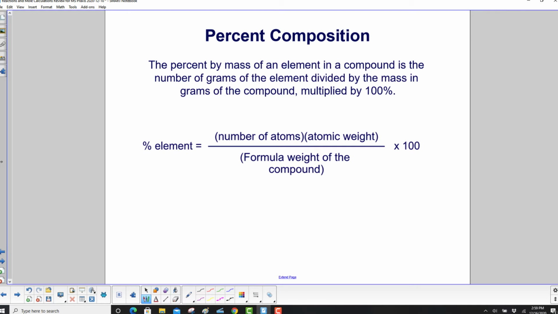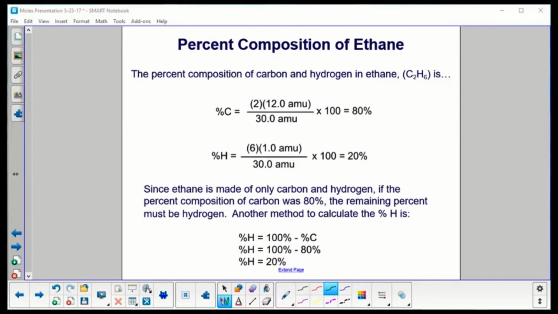Percent composition. The percent by mass of an element in a compound is the number of grams of the element divided by the mass in grams of the compound multiplied by 100%. So the percent element here is the number of atoms times the atomic weight divided by the formula weight of the compound times 100. So let's figure out the percent composition of carbon and hydrogen in ethane, which is C2H6.